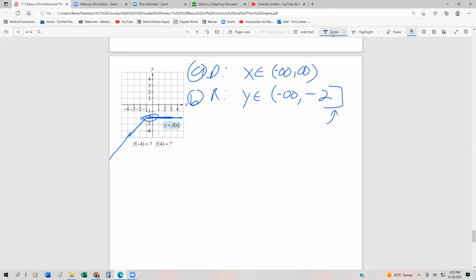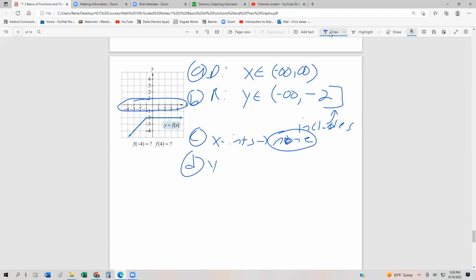Recall that when we have the bracket, it includes that value. Next thing we're going to do is find the intercepts if they exist. Now, x-intercepts are where it crosses the x-axis. And I want you to notice that it does not cross the x-axis anywhere. And so for the x-intercepts for this, there are none.